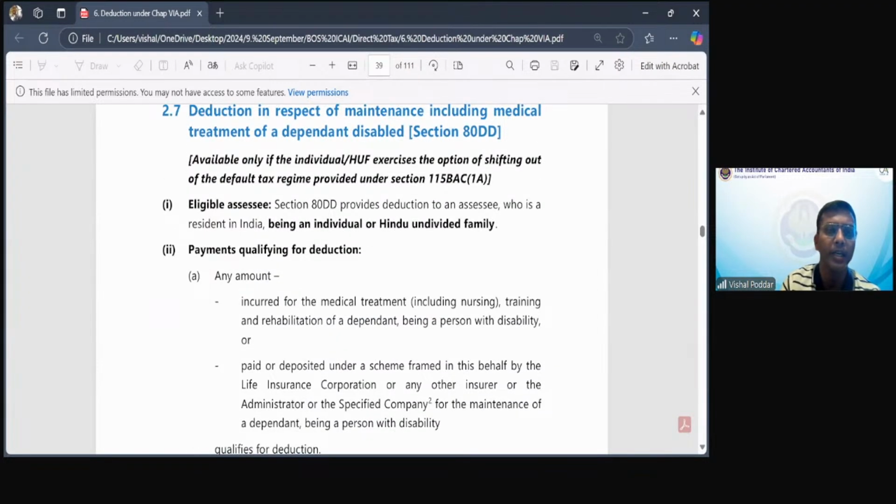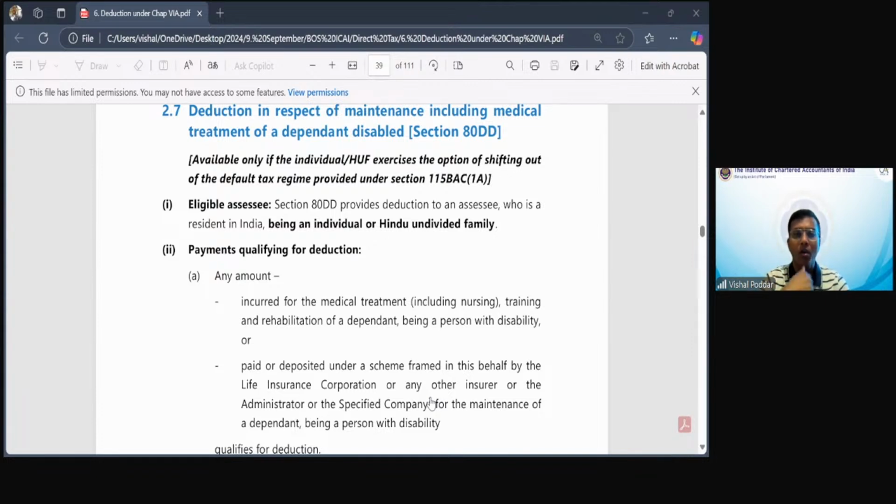Next comes the next deduction, 80DD. The logic is disabled dependent. So if somebody is dependent on you and is suffering from disability and you are making the payment for the treatment of that person, in that particular case you get deduction under 80DD. So what is 80DD saying? 80DD is saying that there is somebody who is dependent on you and that person is suffering from disability. In this particular case, if you are making payment for that person's medical treatment or you are making payment under a special scheme framed by the insurance for such persons, the deduction that you get is under 80DD. Now, there are some very important aspects of 80DD.